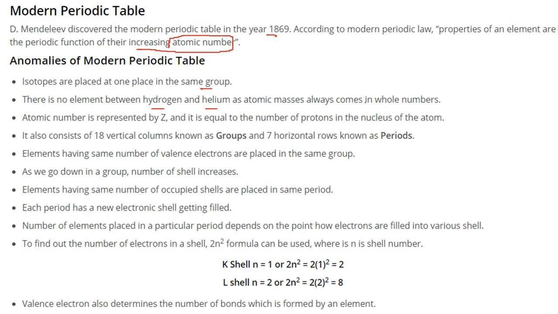They will always be whole numbers, and the atomic number is represented by Z, which is equal to the number of protons in the nucleus of the atom. It consists of 18 vertical columns. So this is a table.